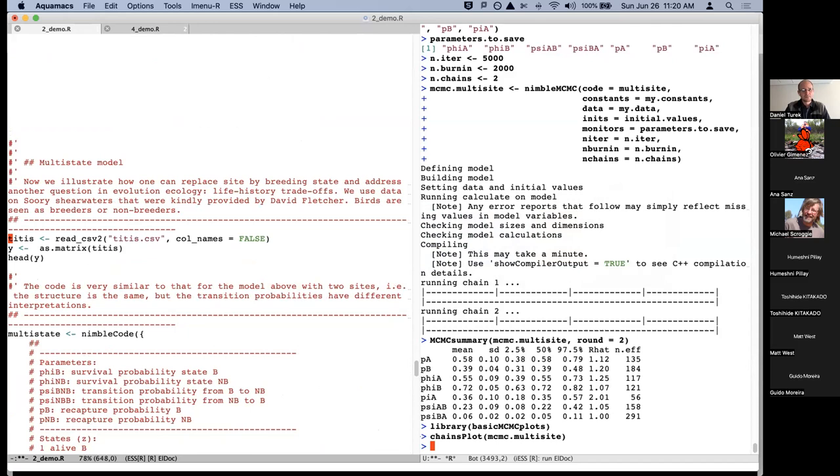I have to mention this data set, right there. I saw this kindly provided by David Fletcher. Have to mention who is my PhD supervisor.